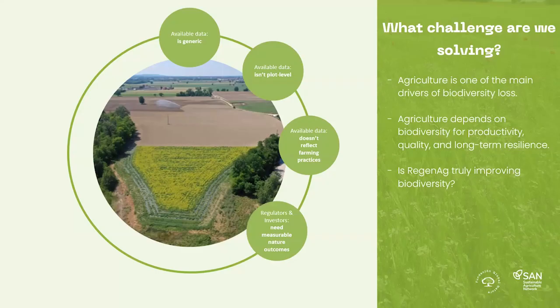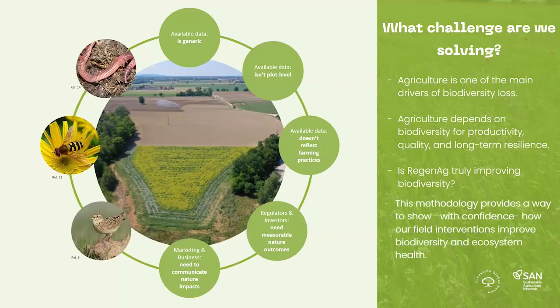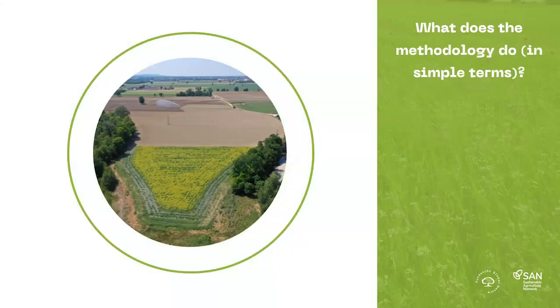But regulators and investors need measurable nature outcomes, and marketing and business departments in agri-food companies, for example, need to communicate nature impact. So what did we do? We created this methodology that provides a way to show with a high degree of confidence how our field interventions improve biodiversity and ecosystem health. As you can see there, through different biodiversity groups, such as soil biodiversity, pollinators, predators, endangered birds, those kind of things. So what does the methodology do in simple terms?